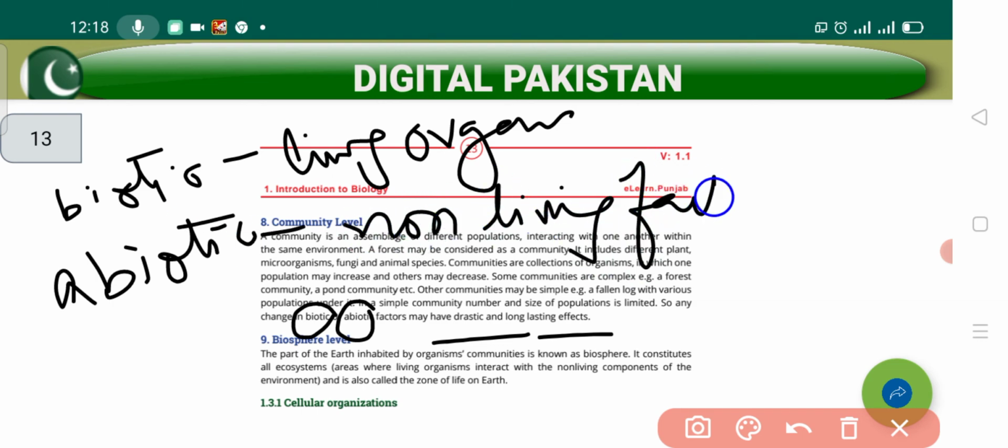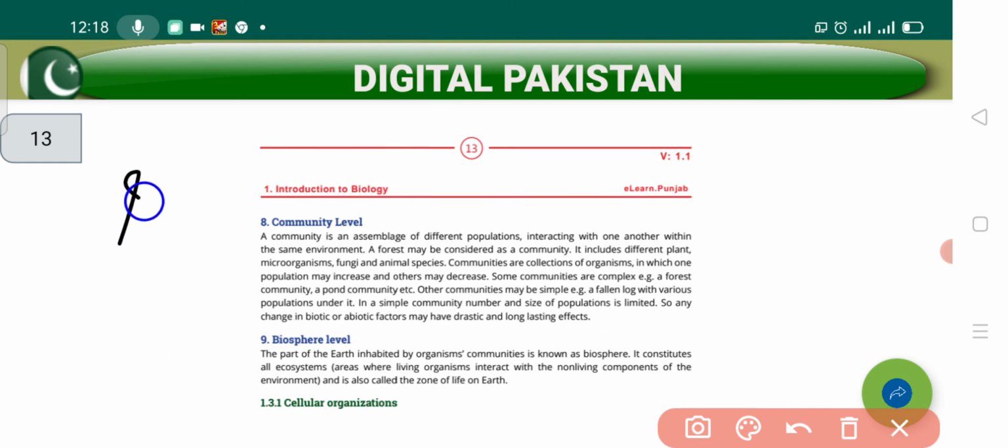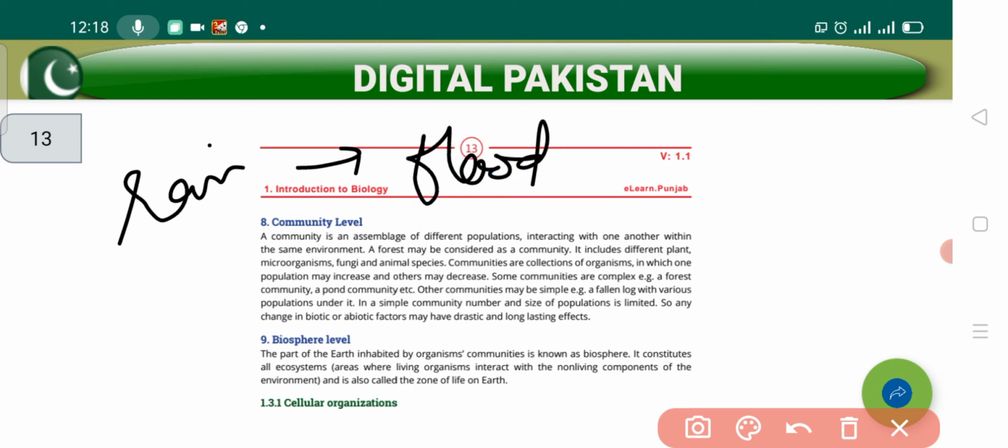Let's suppose there is more rain. Rain is a non-living factor, so it is an abiotic factor. When there would be more rain, what would it cause? It will cause a flood, and it is going to destroy the community, and this will be a very large disaster. Similarly, when there would be a storm or tornadoes, it will result in a great disaster. This is also an abiotic factor. Similarly, earthquake is an abiotic factor. So disturbance in the abiotic factor will result in an everlasting or long lasting effect on the community.